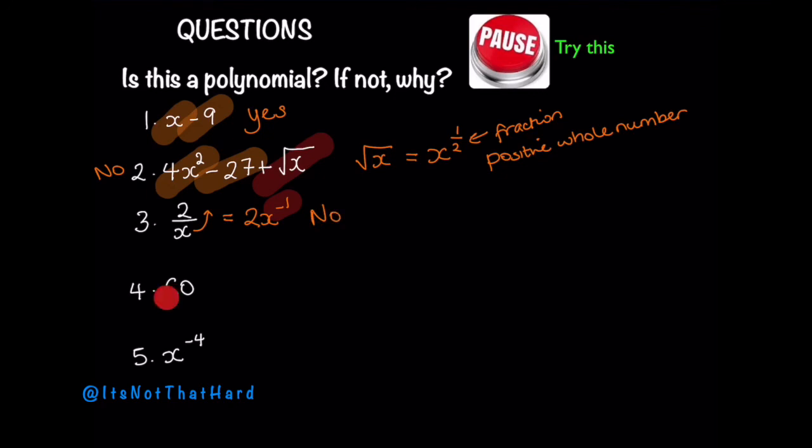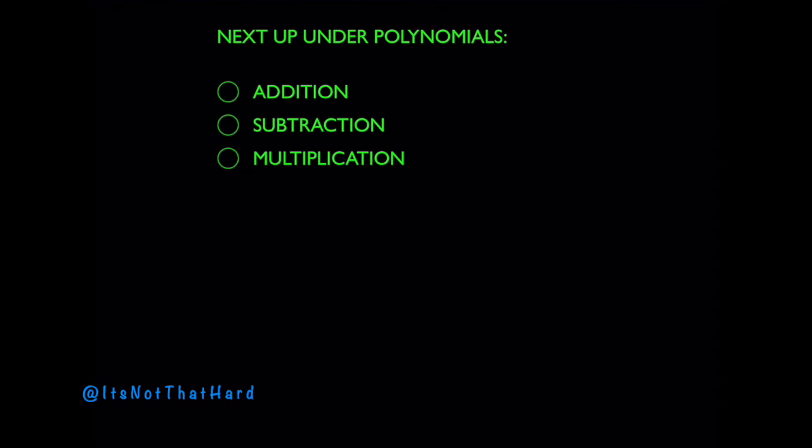Here we have a constant, and that's okay, because a constant is part of a polynomial. So yes, this is a polynomial. And the last part is x to the minus 4. So for exactly the same reasons as question number 3, because we have minus 4 being the exponent and this is a negative number, it means that no, this is not a polynomial, because the exponents of polynomials must be positive whole numbers.